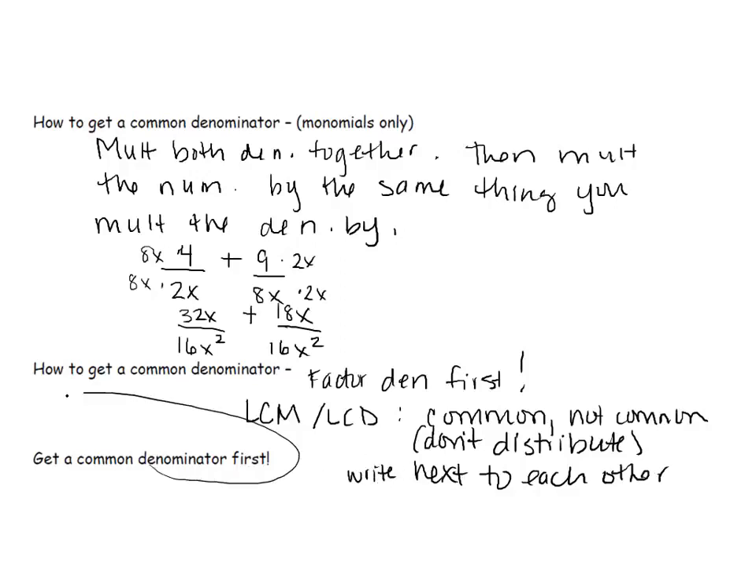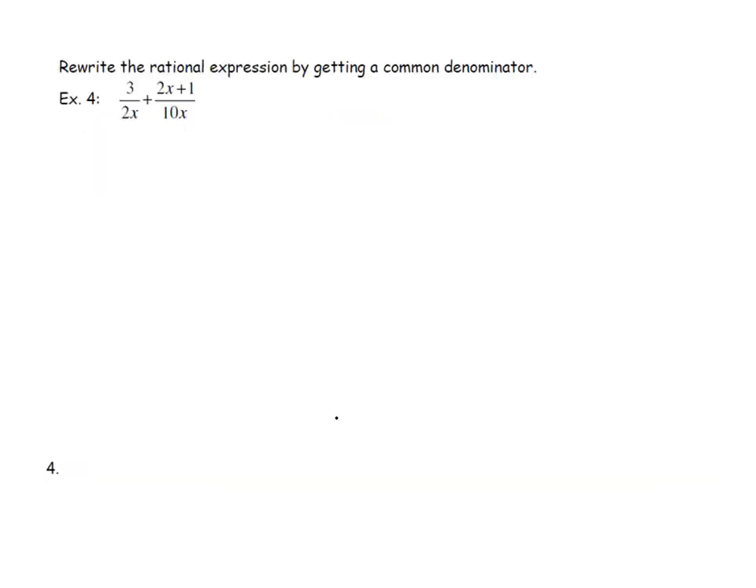So don't forget, we need to get that common denominator before we do anything. Here's our example. Okay, so 2x, 10x, we can multiply those together and that'll give us 20x squared. It's not the least, but hey, it'll work. So we multiply this by 10x, this by 10x. We're going to multiply this by 2x, but notice it's a binomial here, so we're going to multiply everything by 2x.